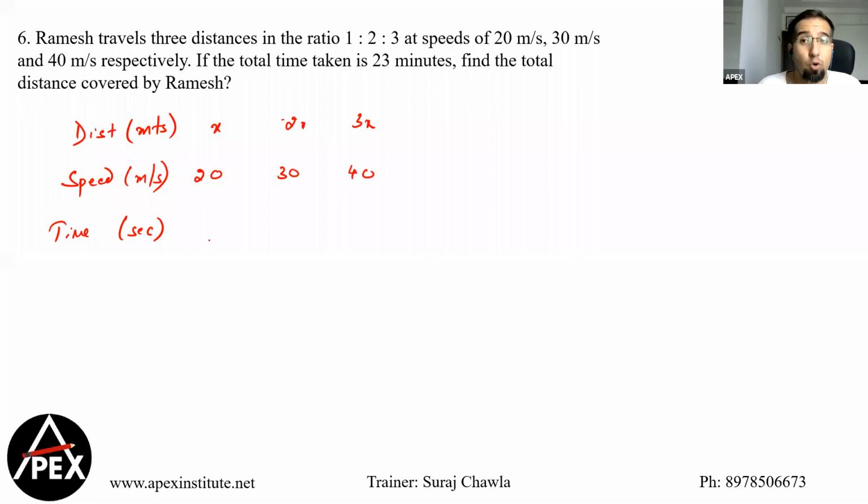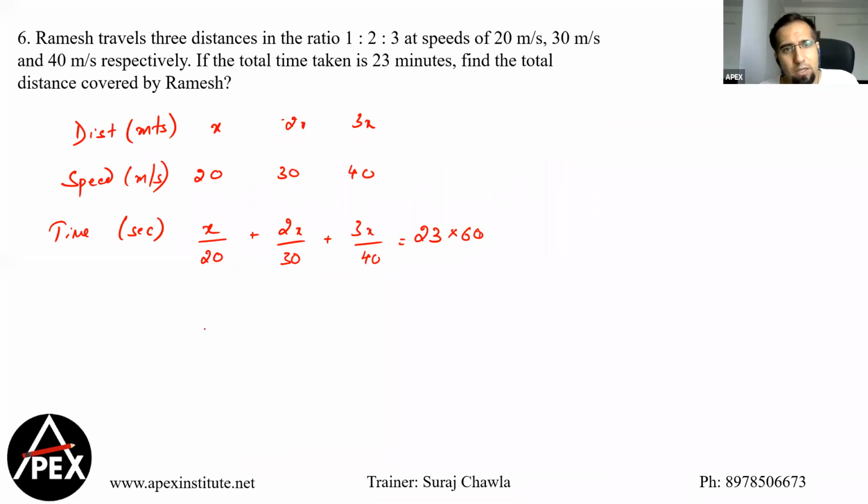Okay. If the total time taken is given to me, now what is time? Time is distance by speed. So time taken for the first part of the journey plus time taken for the second part of the journey plus time taken for the third part of the journey is equal to the total time taken. But I repeat that time taken should be in the form of seconds, right? I am given 23 minutes. So if I have to convert minutes into seconds, I have to multiply by 60. Most of you would have committed a mistake here. First step of committing a mistake. Okay. Now let's see. When I take my LCM, this is 120.